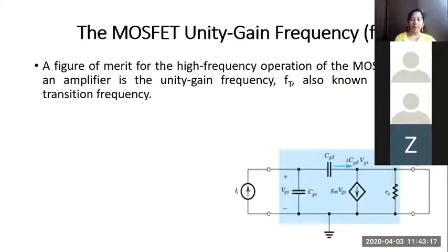We talk about current gain. The current gain of the MOSFET becomes 1. So it represents a transition in the MOSFET, and it is called the transition frequency. That's why the symbol FT. FT represents the MOSFET unity gain frequency, also known as transition frequency. So let's try to derive that frequency in this MOSFET circuit.